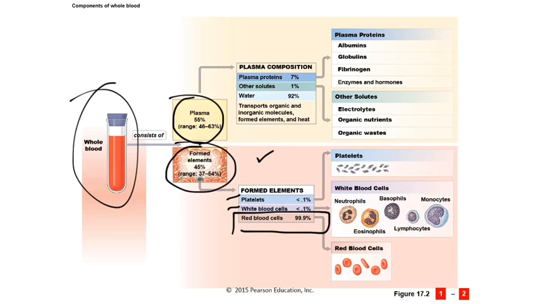The plasma portion is going to be made up of about 7% plasma proteins. Those proteins are going to include albumins, the most common, globulins, think your immunoglobulins, your antibodies, fibrinogen, an important protein in the blood clotting cascade, and other enzymes and hormones. You're also going to have electrolytes, sodium, potassium, magnesium, calcium, organic nutrients, as well as organic wastes.